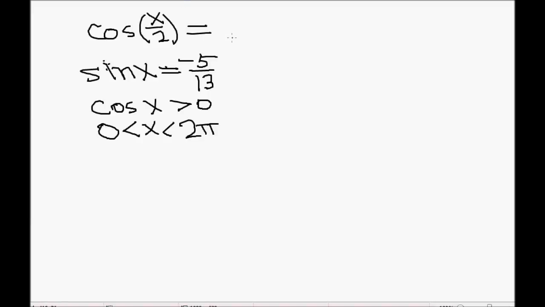The formula goes square root of 1 plus cosine of x divided by 2. And it's either plus or minus. Now this plus or minus here means either plus or minus, not both. So how do we figure out if it's plus or it's minus? Because the cosine of something can't be both plus something and minus something. It's one or the other.